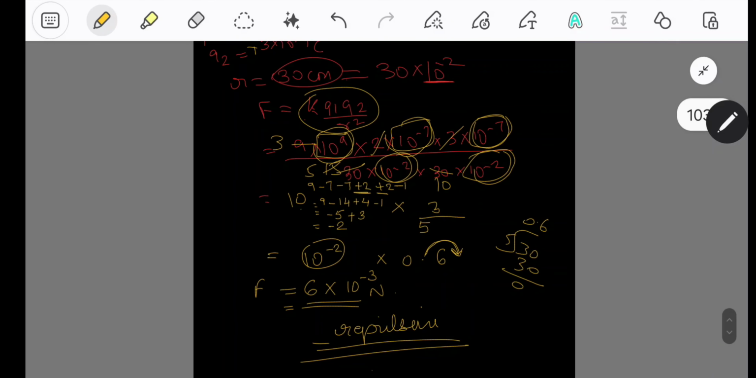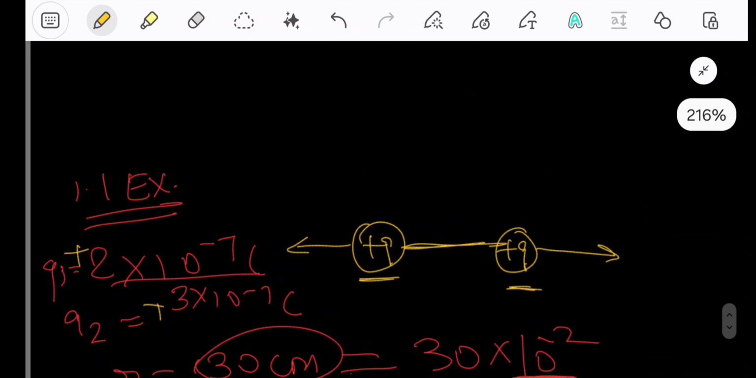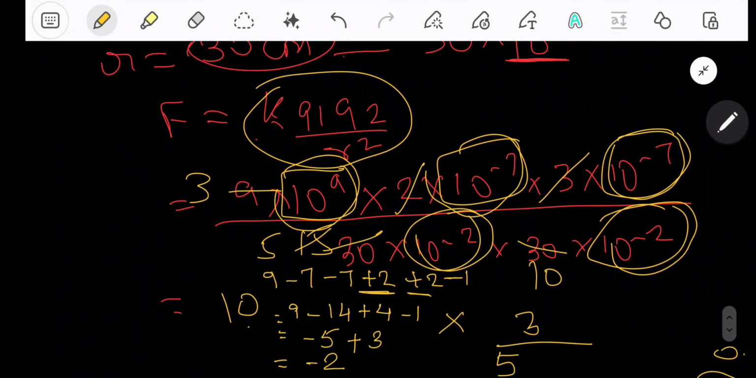Alright, so this is how you solve the numerical questions. This was the easiest one. You just have to substitute the values and do the calculation. This was a bit detailed because I wanted to show you how the numericals are supposed to be done, especially the substitution. So let's move on to the next one, which is 1.2, and this is also related to force.